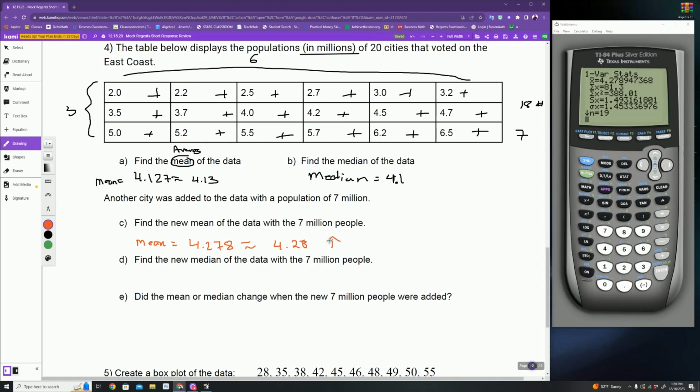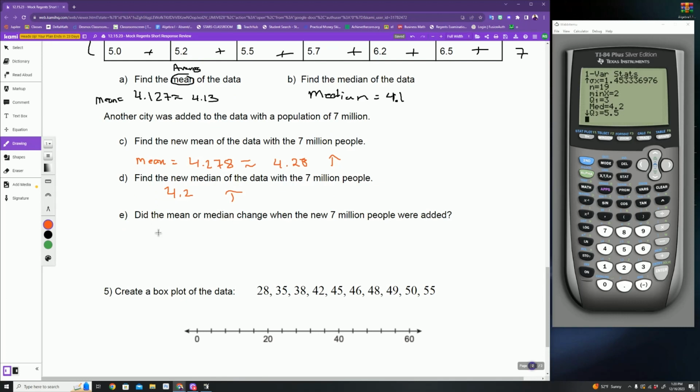So the mean increased. Find the new median. So let's scroll all the way down, and the new median is 4.2. So in this example, the median also went up. Did the mean or median change when the new 7 million people were added?